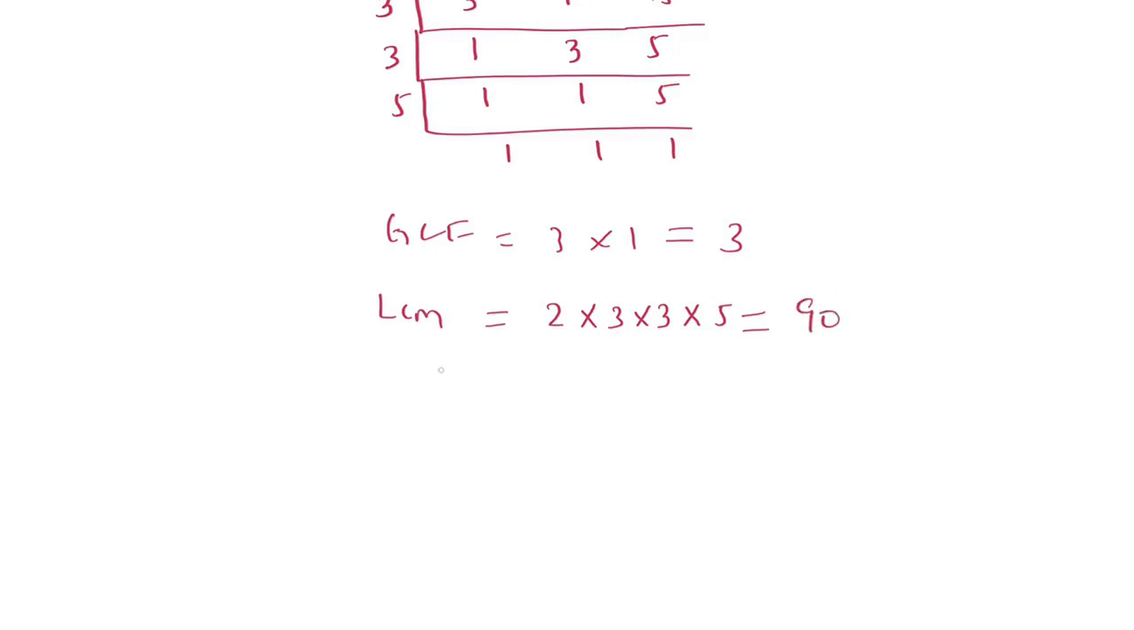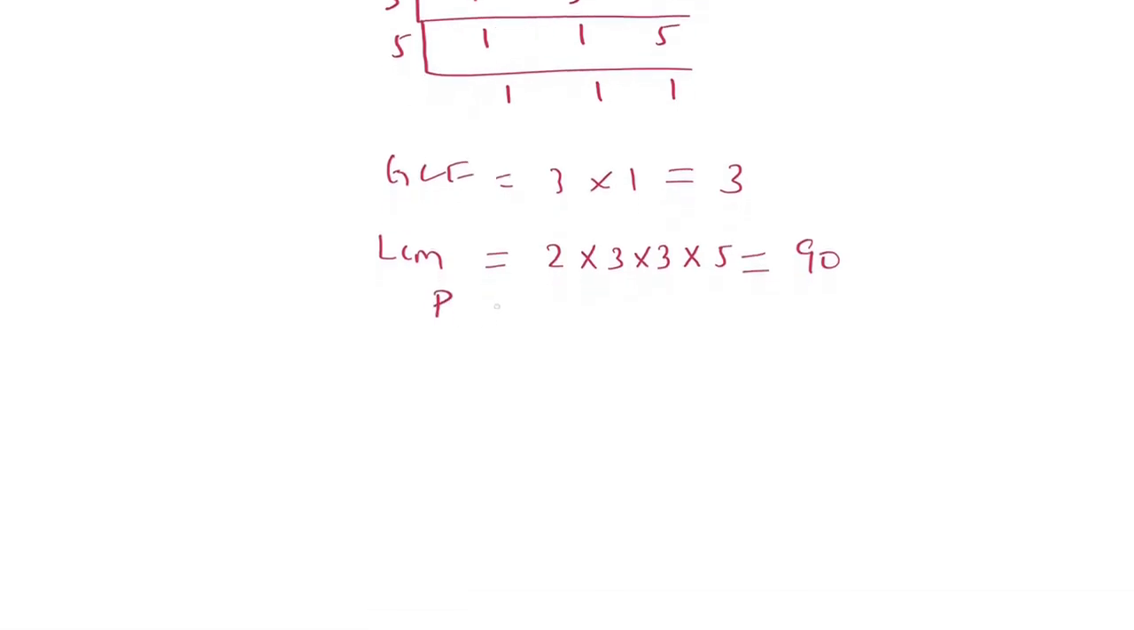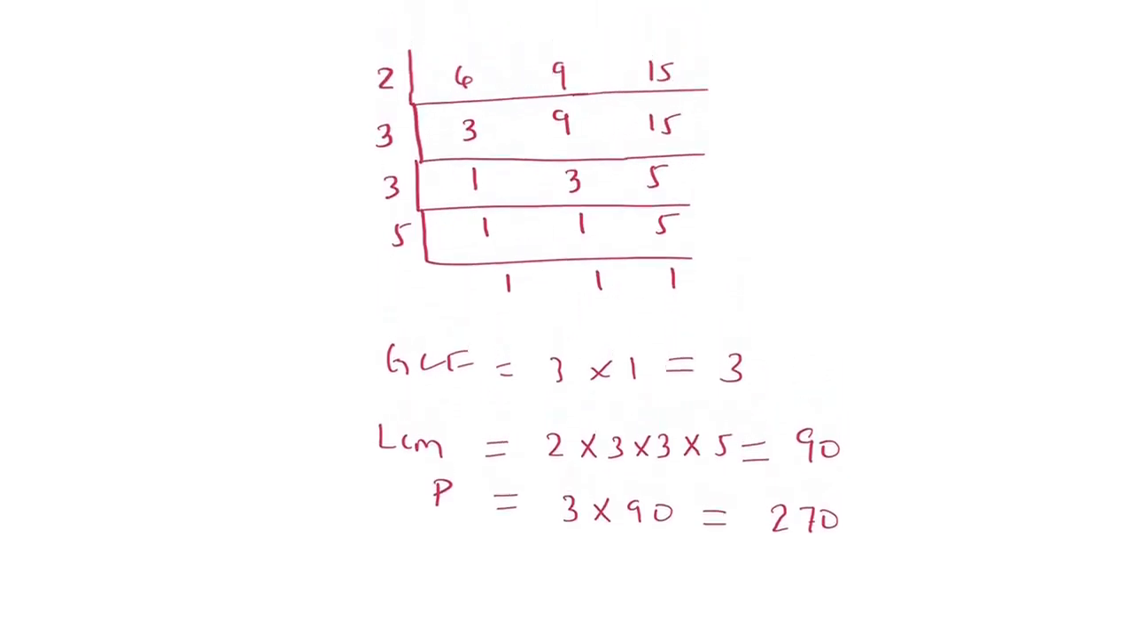Next, to find the product of the GCF and LCM, we multiply these two numbers. So we have 3 times 90, and solving this, we have 270. And this is going to be our answer.